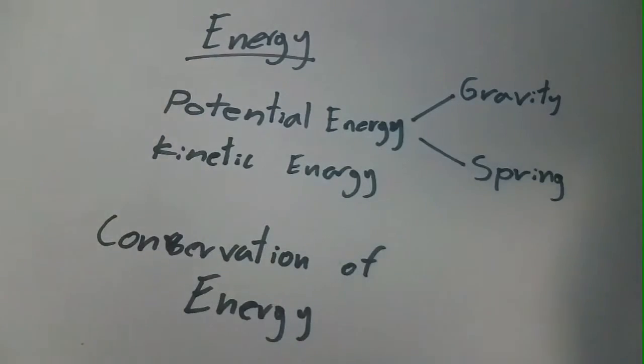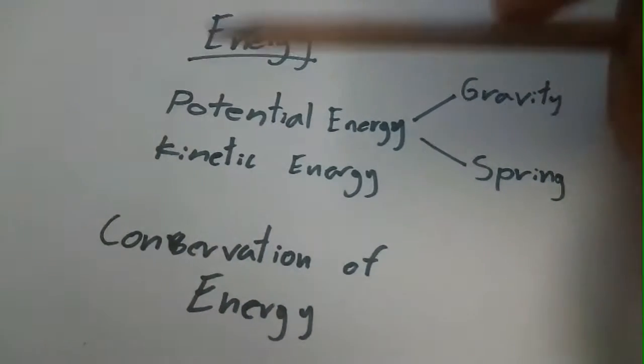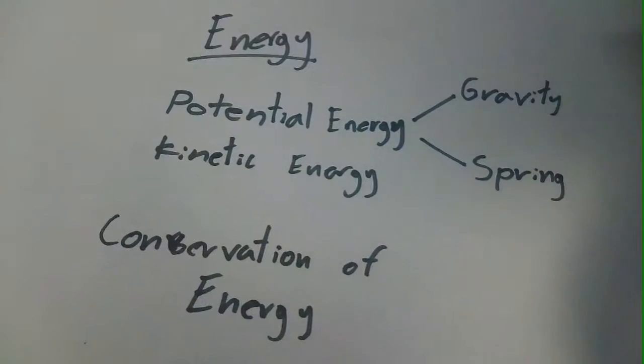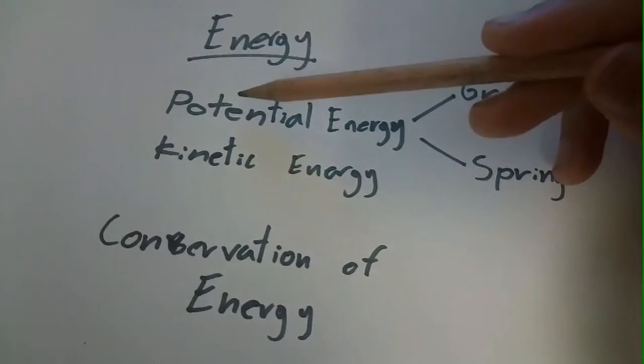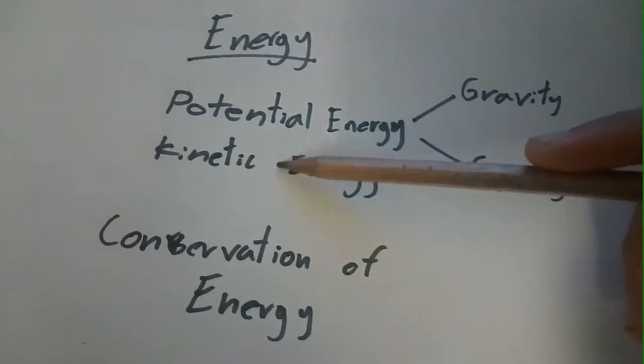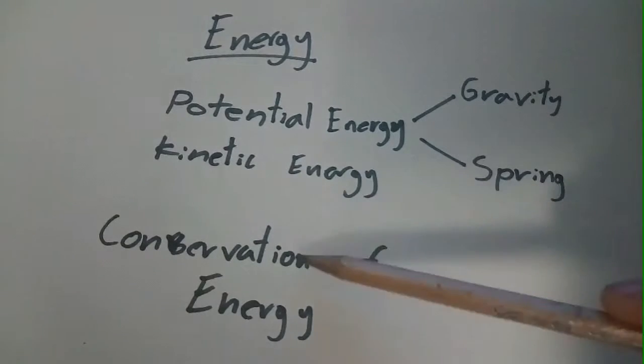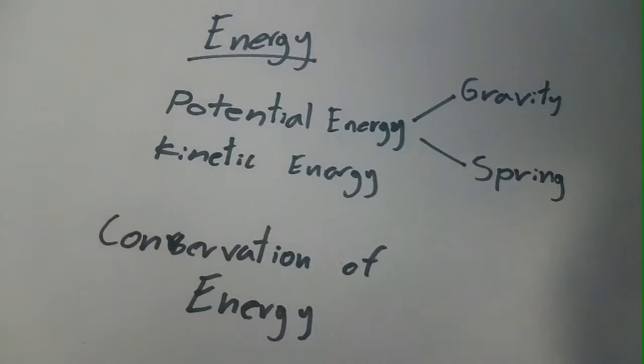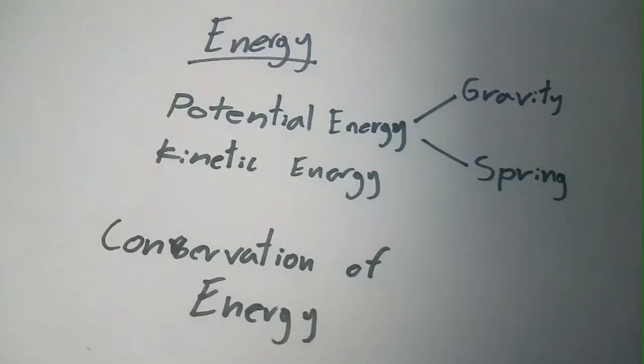Next is energy. There are many types of energy in the universe, but we are focusing on 3 of these: gravity potential energy, spring potential energy, and kinetic energy. Conservation of energy is about energy cannot be destroyed or made in the universe. I'm going to talk about that later.